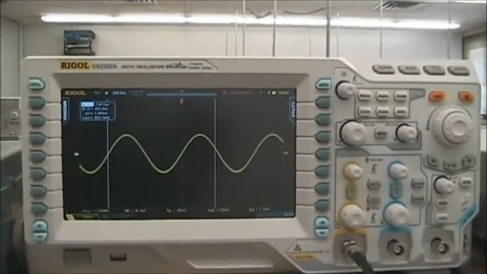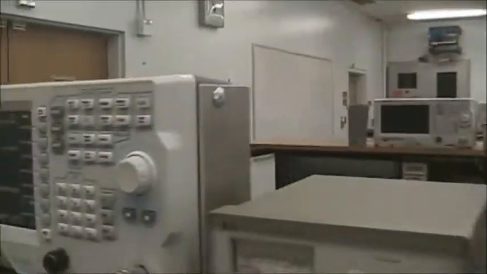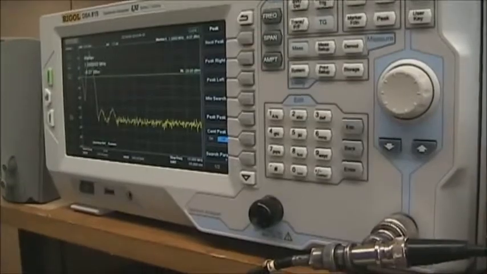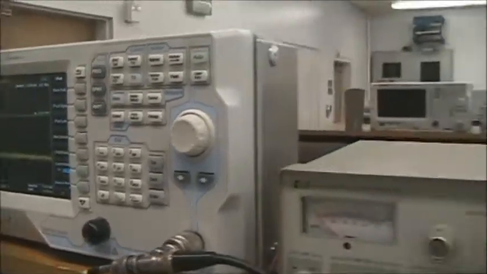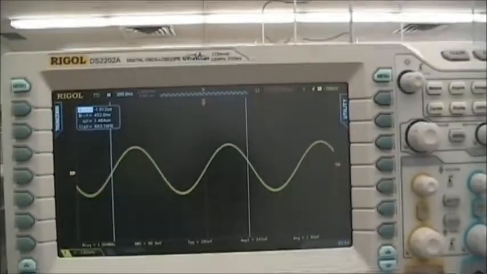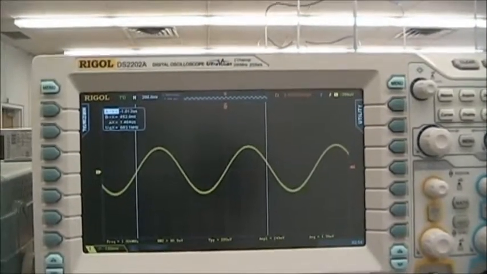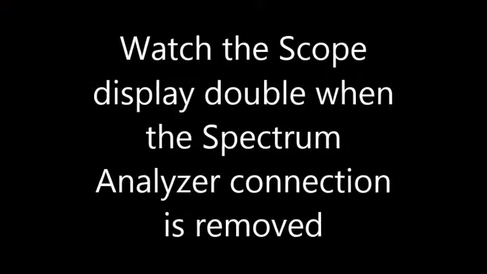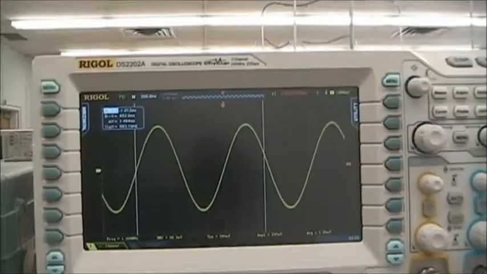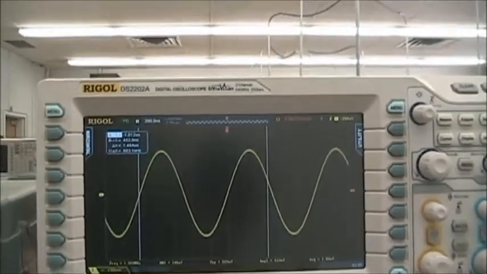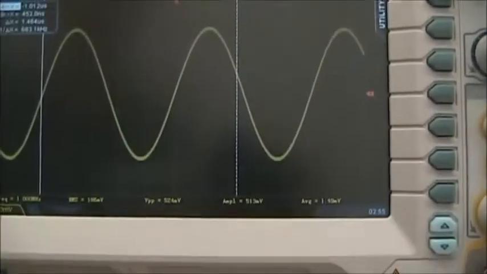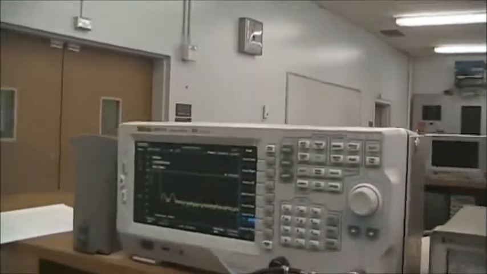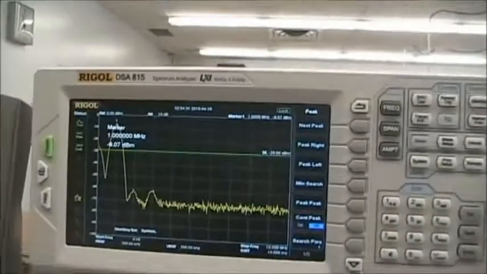One can easily confirm that it is the spectrum analyzer input impedance causing the reduction in signal level by removing the signal from the spectrum analyzer and monitoring the scope display. And we see the scope double in value back to the 500 millivolts peak to peak. But we cannot change the impedance of the spectrum analyzer, so we need to learn to deal with it.